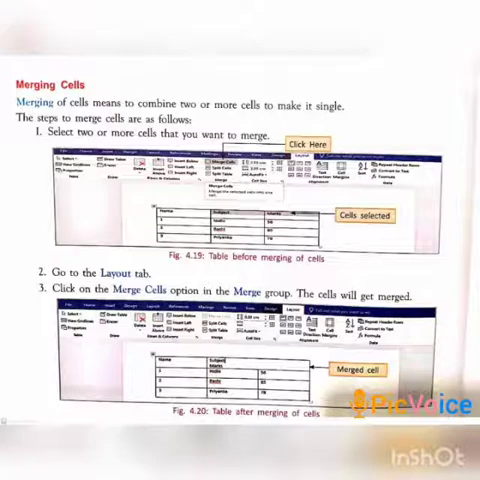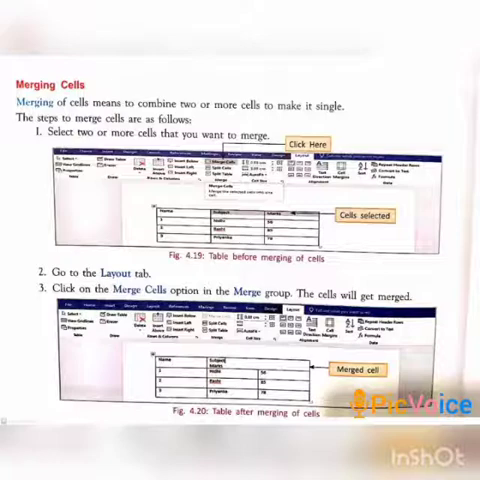Look at the picture, all of you. Click here, merge cells. Then cells selected. Then click on the merge cells option in the merge group, and the cells will get merged. Look at the table 4.20 after merging of cells. Subject marks. See the picture. Subject marks, that is the merged cell.